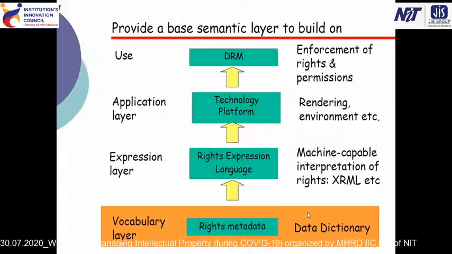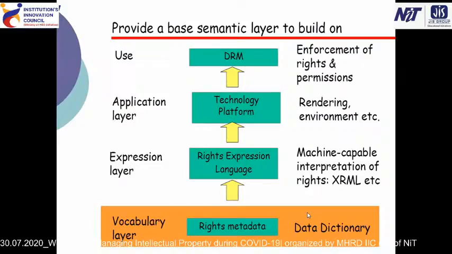Okay. This is the system for digital rights management. The rights metadata. Rights metadata is very important. Rights metadata is the metadata, the concatenated data that gives information regarding other data. So from rights metadata to rights expression, the technology platform and digital rights management.